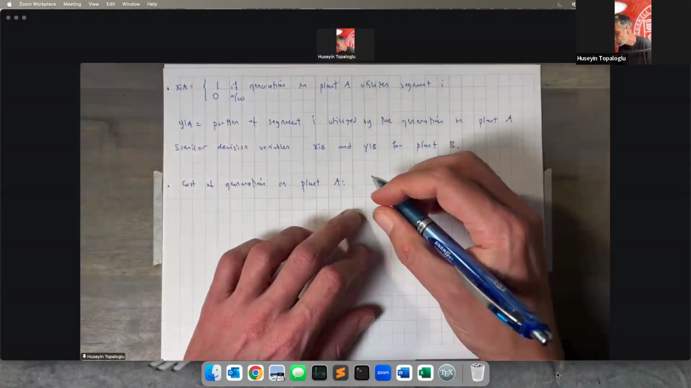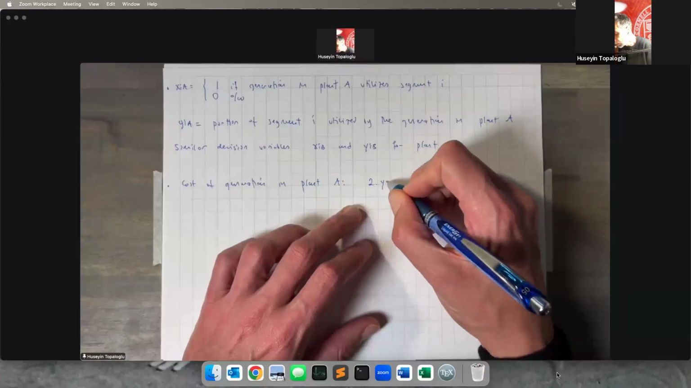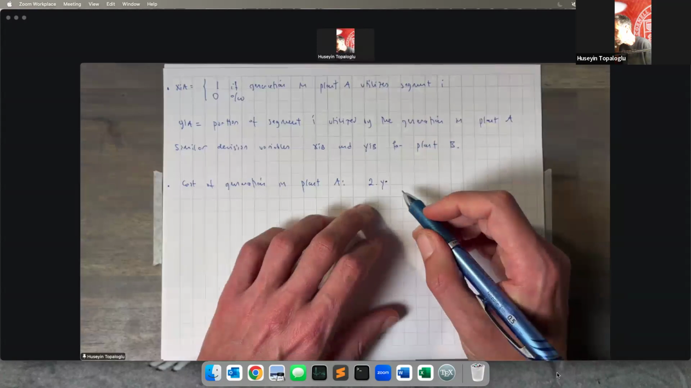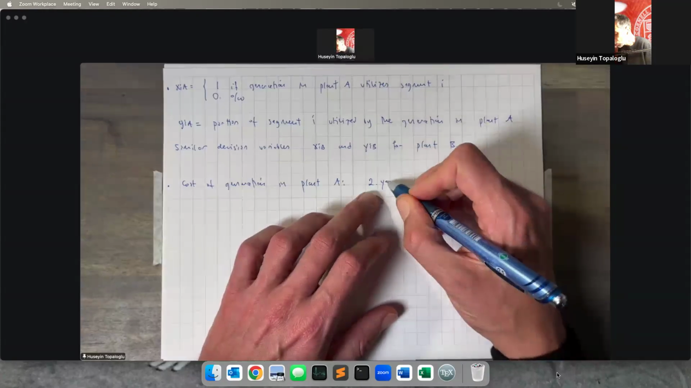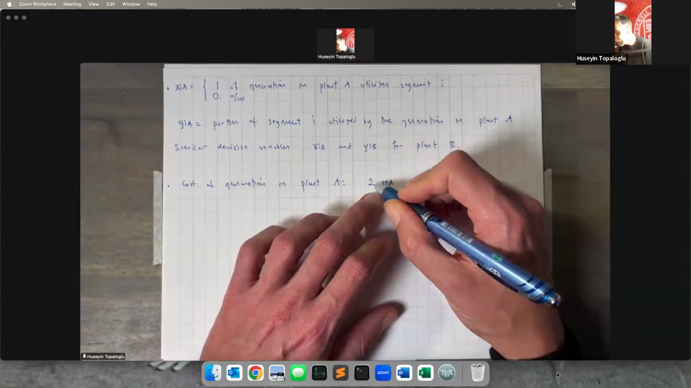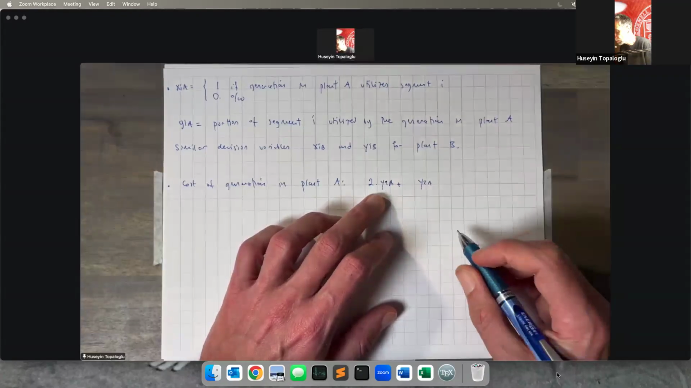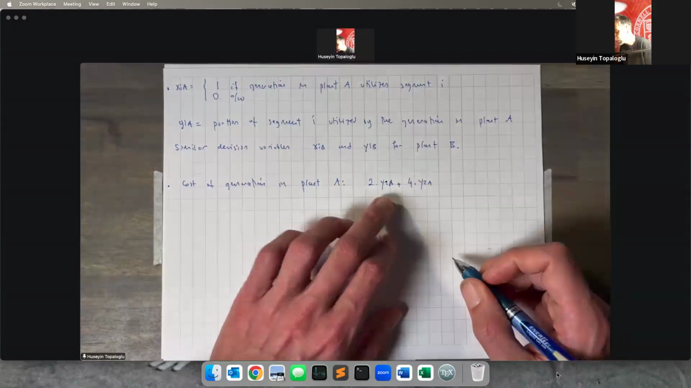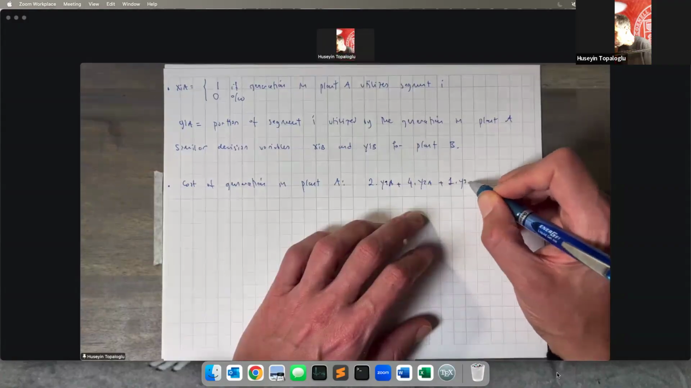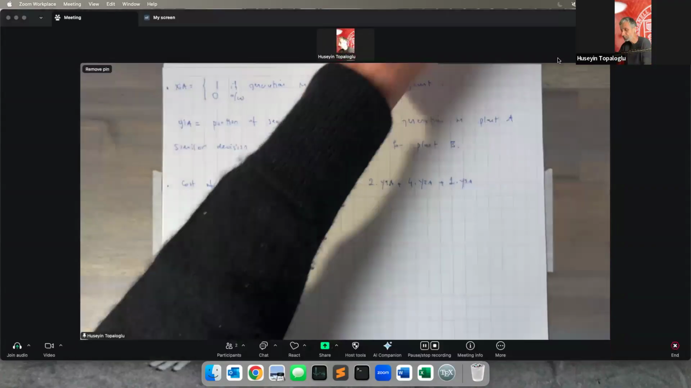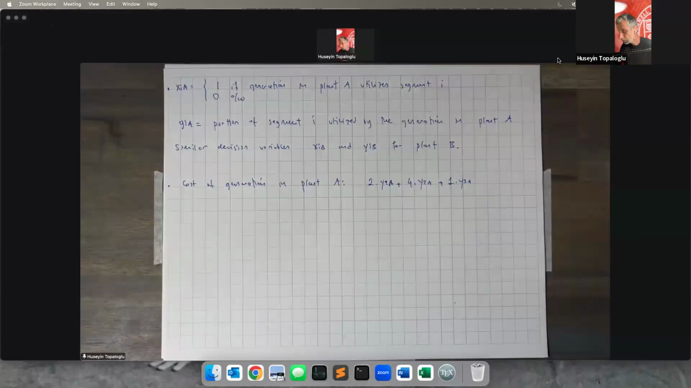For each unit of segment 1 that I utilize in plant A, we're going to incur a cost of $2. So this is the amount of segment 1 I utilize in plant A, and that gives me a cost of $2 for each unit. This is the amount of segment 2 that I utilize in plant A, and for each unit I incur a cost of $4. And for each unit of segment 3 that I utilize in plant A, I incur a cost of $1. 2, 4, 1. That's our total generation cost in plant A.